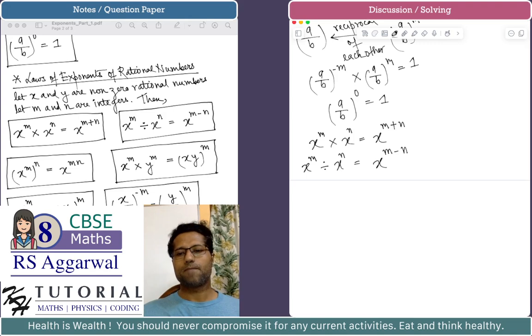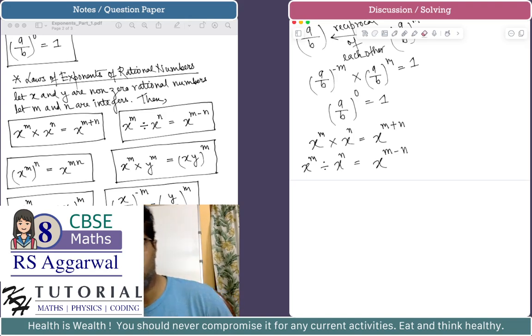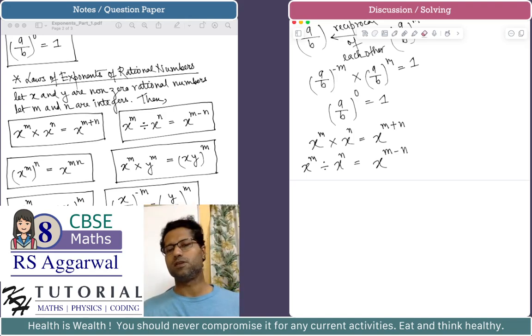Now this x to the power m minus n, so this is m minus n. Now depending on the values of the integers m and n, m minus n could be positive or it could be negative.